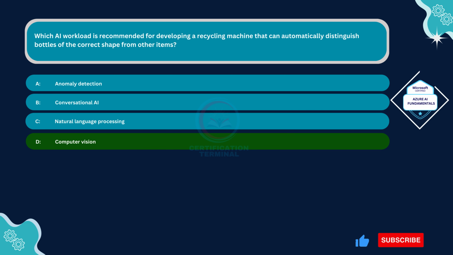Computer vision algorithms can be trained to recognize specific shapes, including the distinctive shape of bottles. Computer vision techniques, such as object detection algorithms, allow machines to locate and identify objects within images or video frames. Computer vision models can also perform image classification tasks, where they categorize objects into different classes or categories based on their visual features. Computer vision algorithms can process visual data in real time, allowing the recycling machine to quickly analyze images or video streams and make decisions on whether detected objects are bottles or other items.